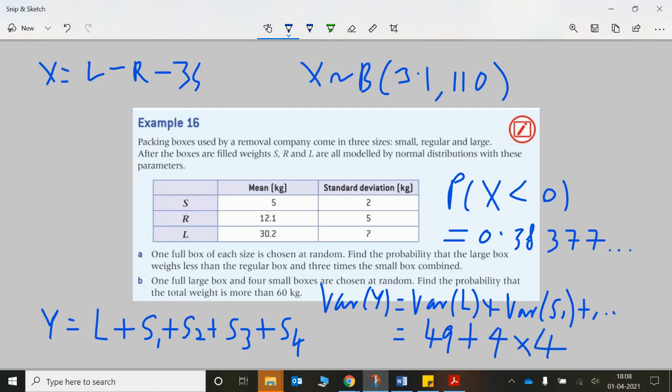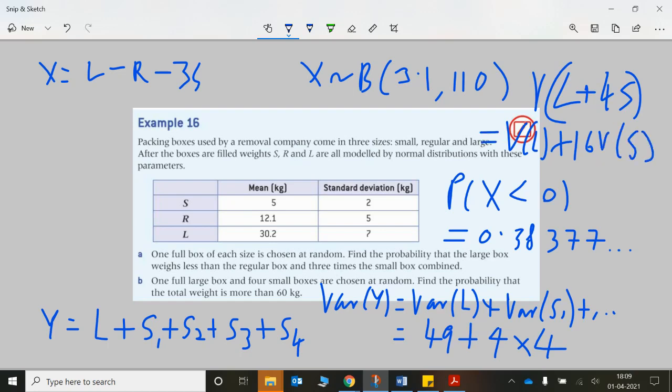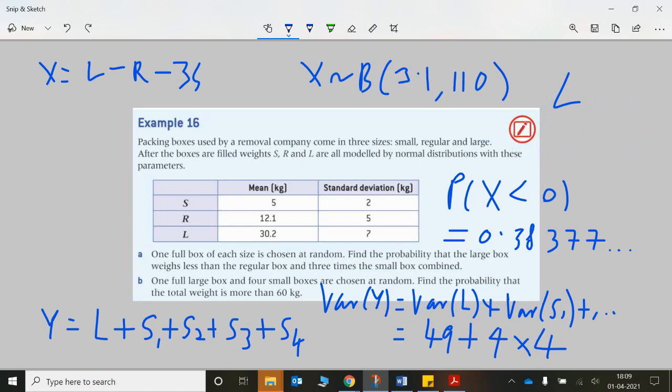Now, remember that's different to if I'd have done 4L plus 4S. I would have needed to split that up by saying, well, the variance of L plus 16 lots of the variance of S in this case. Okay, because in that case it's a transformed variable, not a combined variable. So that's what we're dealing with here.